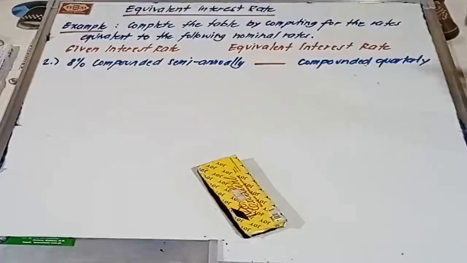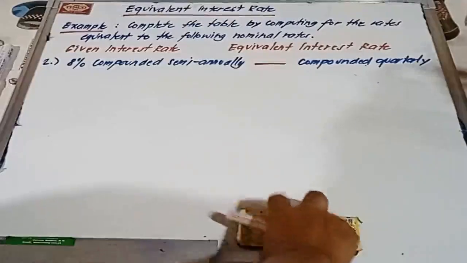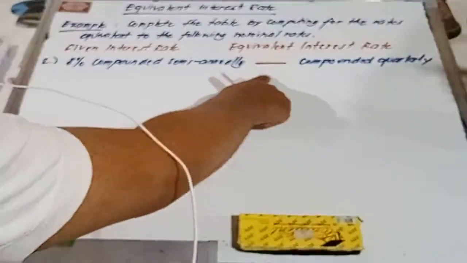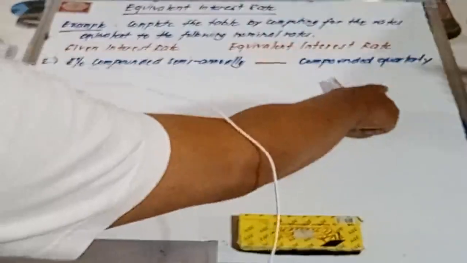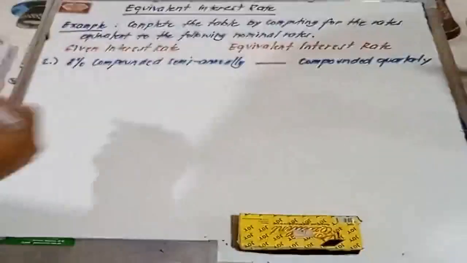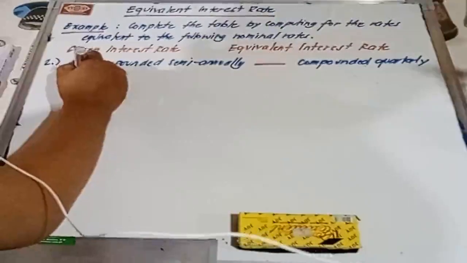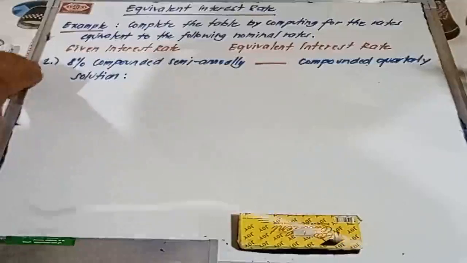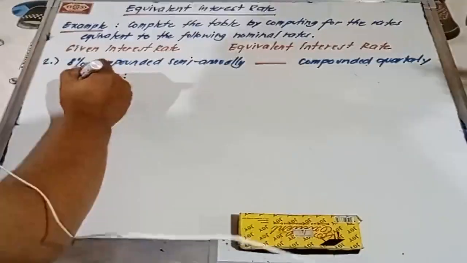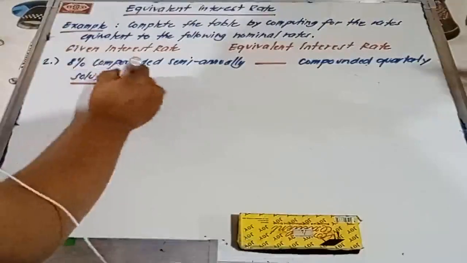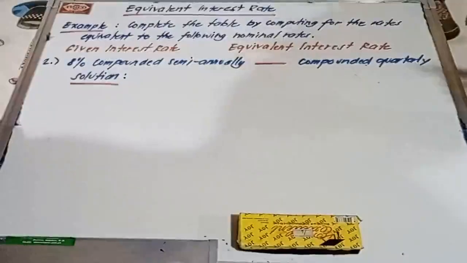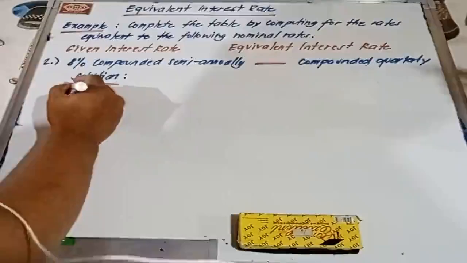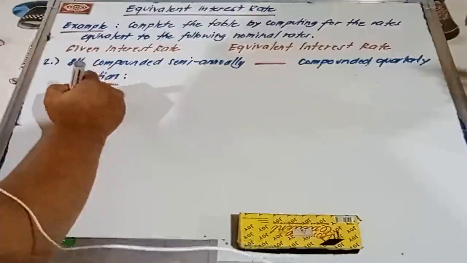Okay? Now, another example is number 2, 8% compounded semi-annually. Anong kanyang equivalent interest rate compounded quarterly? Okay? Solution natin, diretso ko na. Equate natin yung dalawang future values. So we have F1 equals F2.